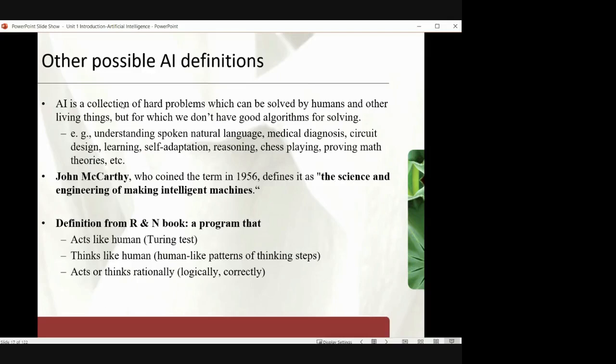Then self adaptation, adapting the system, then reasoning, chess playing, that is also an AI system. Proving maths theory, that is also an AI system. So these are all, you can say, problem solving algorithms through AI.